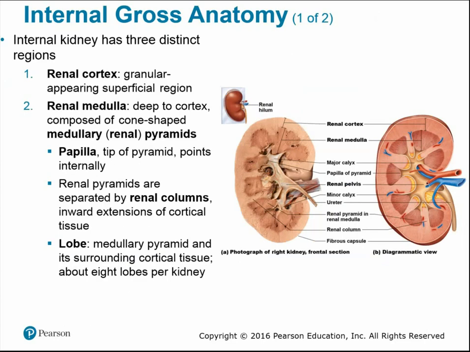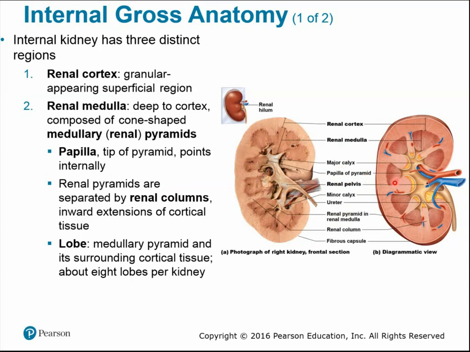So internal anatomy of the kidney has 3 distinct regions. So the renal cortex is the outer portion, and the renal medulla is the mid portion. So the medulla is going to contain the medullary pyramids. Right? So we have kind of these pyramid-shaped sections of medulla here. So the papilla are going to be the tips of the pyramid. So this would be where the urine is going to be expelled from.